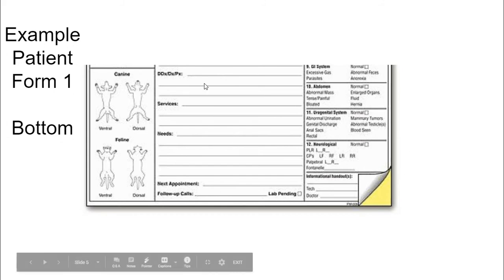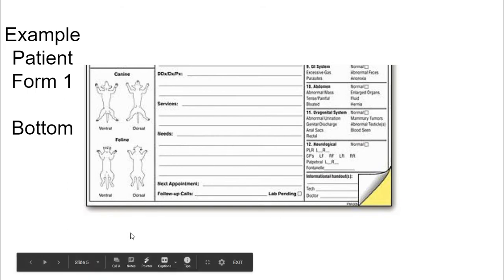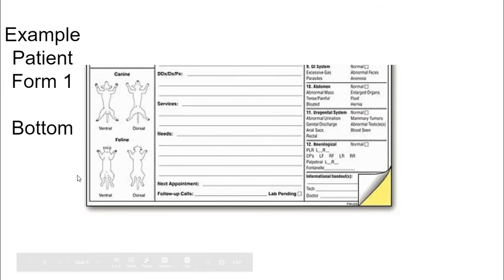The bottom of this just continues to go into some more information. It lists what services are being provided, what they think it needs, any information about pending labs or follow up. It also includes an overview of the animal's body. So this is used for both dogs and cats so that they can mark any areas, like literally put a picture or a sketch or a note about where they see a concern based on the ventral or the dorsal view for each animal.